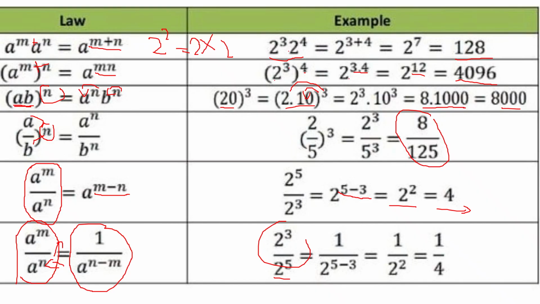So when the denominator is greater than the numerator, what you do is bring the exponent of the numerator down, and you put it all over 1. Okay, now let's go and do one example to see how we're going to do it.